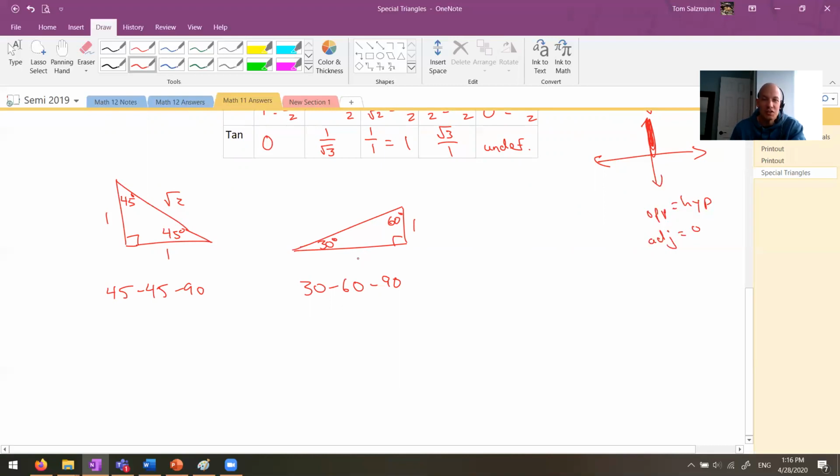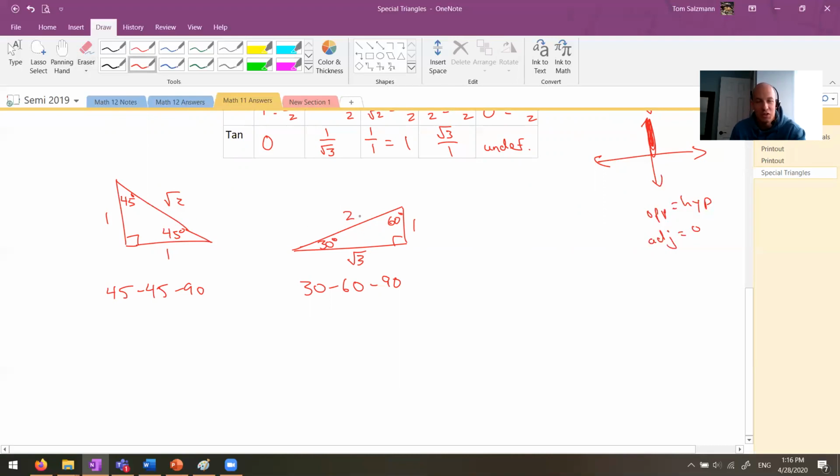You'd be surprised how many people wind up doing this. Don't do that. They think 1, 2, 3. That's not the way it works. It actually goes 1, root 3, and then 2. Remember, 2 is bigger than root 3. So you must memorize those.